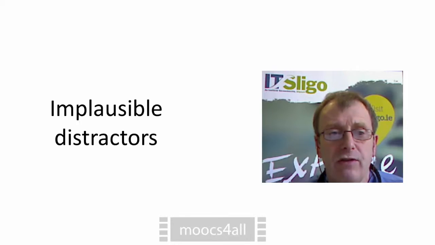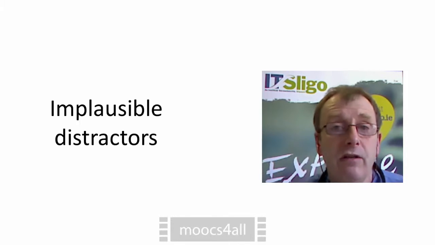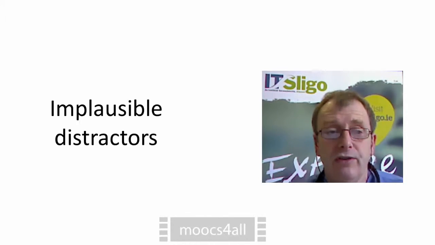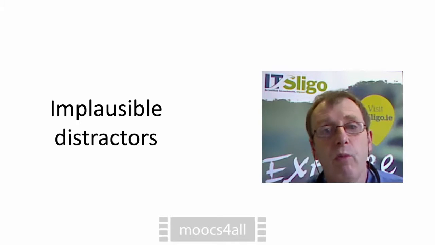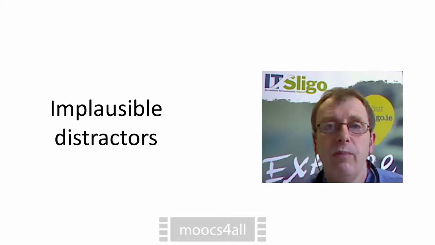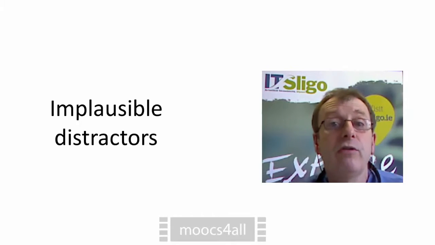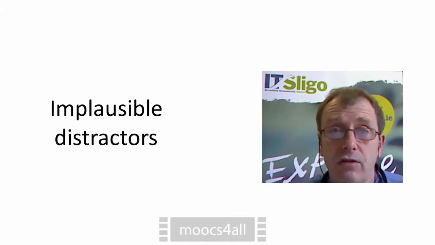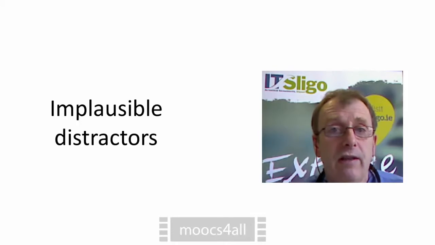Implausible distractors. You're trying to think of incorrect answers and you think of some wild things. The students know they're not true, they're implausible, so you're not really testing their knowledge. You could say that these questions are just too easy. So try and think of plausible distractors.